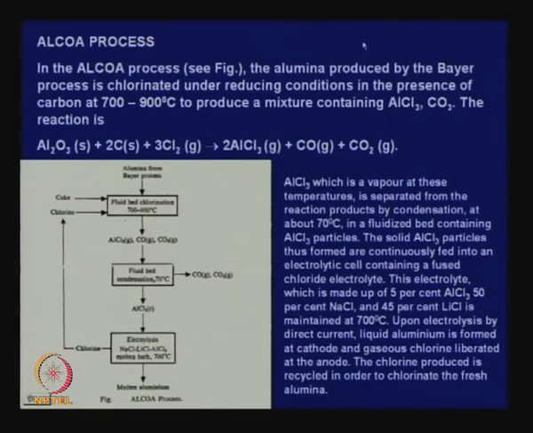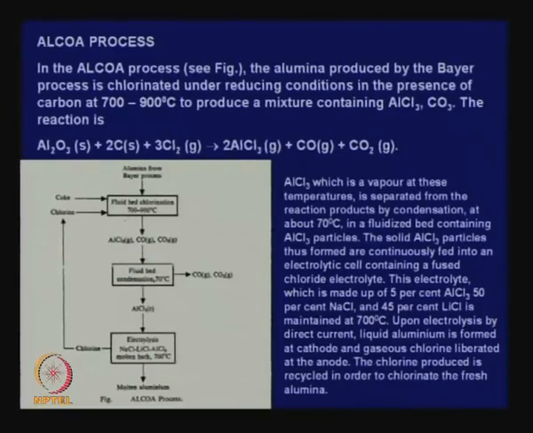Now, as I have discussed during general principles, there are two ways of chlorinating oxides. One is direct chlorination, that you chlorinate by Cl2 or chlorine containing compounds. But in most cases, we go for indirect chlorination or reduction chlorination. You bring in a reducing agent also. This is what is required in this case as well. So, we say chlorinated under reducing conditions, which means in presence of carbon at 700 to 900 degrees, to produce a mixture of AlCl3 and CO2.